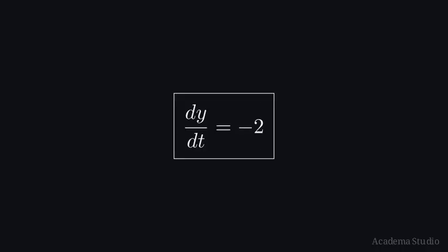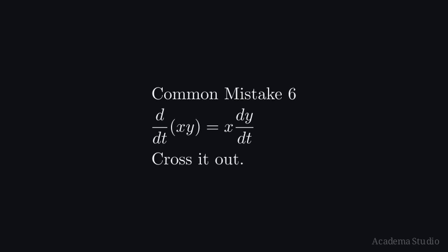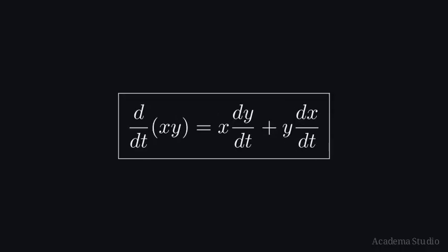Common mistake 5. The derivative of y with respect to t equals 2. The y-coordinate is decreasing, so its rate must be negative. The final answer, the derivative of y with respect to t equals negative 2. Common mistake 6. The derivative with respect to t of xy equals x times the derivative of y with respect to t. Both x and y depend on time, so the product rule requires two terms. The final answer, the derivative with respect to t of xy equals x times the derivative of y with respect to t plus y times the derivative of x with respect to t.